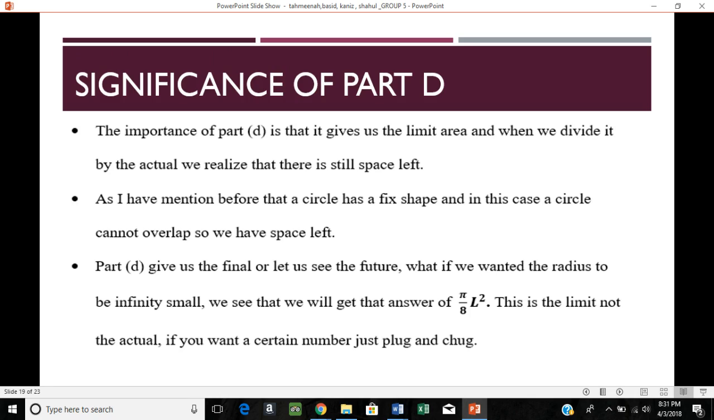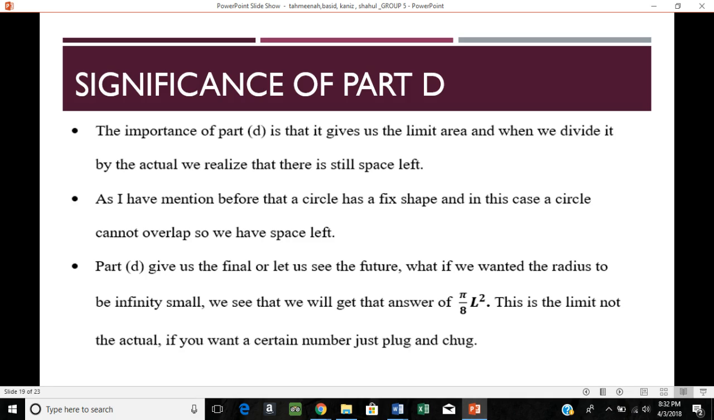Hi guys, I am doing part E, and part E is asking us to find the significance of part D. As Shahul did part D, I'm going to talk about the significance of part D. The importance of part D is that it gives us the limit area, and when we compare it to the actual area, we realize that there is still space left. As my teammate mentioned before, a circle has a fixed shape, and in this case, the circles cannot overlap. So we still have space left.